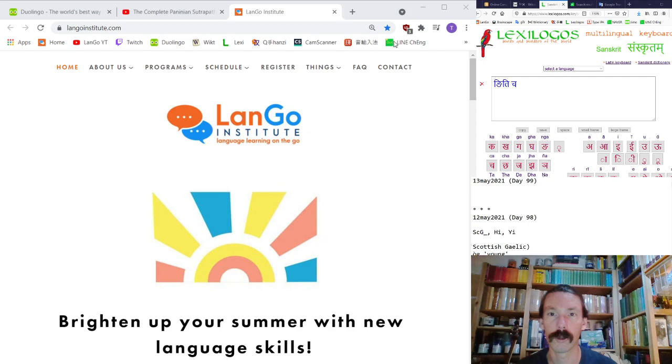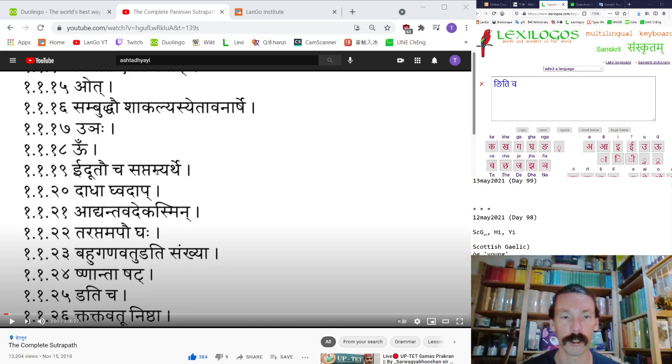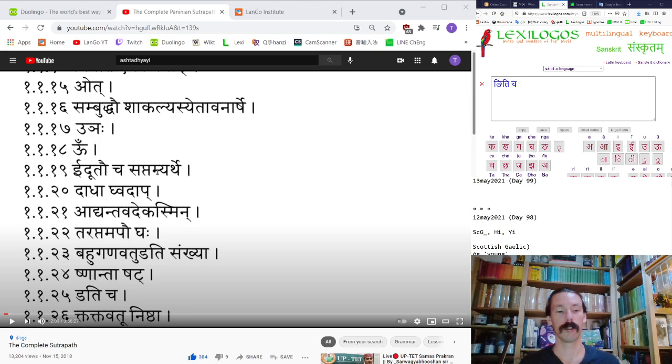Also, let's see. Yeah, it is called a saṅkhyā, is added to the class of numerals. Saṅkhyā, numeral. So one thing we should be thinking about is when do we get a true M consonant, both letter and sound, and when do we get this anusvāra? Saṅkhyā in grammar means numeral.